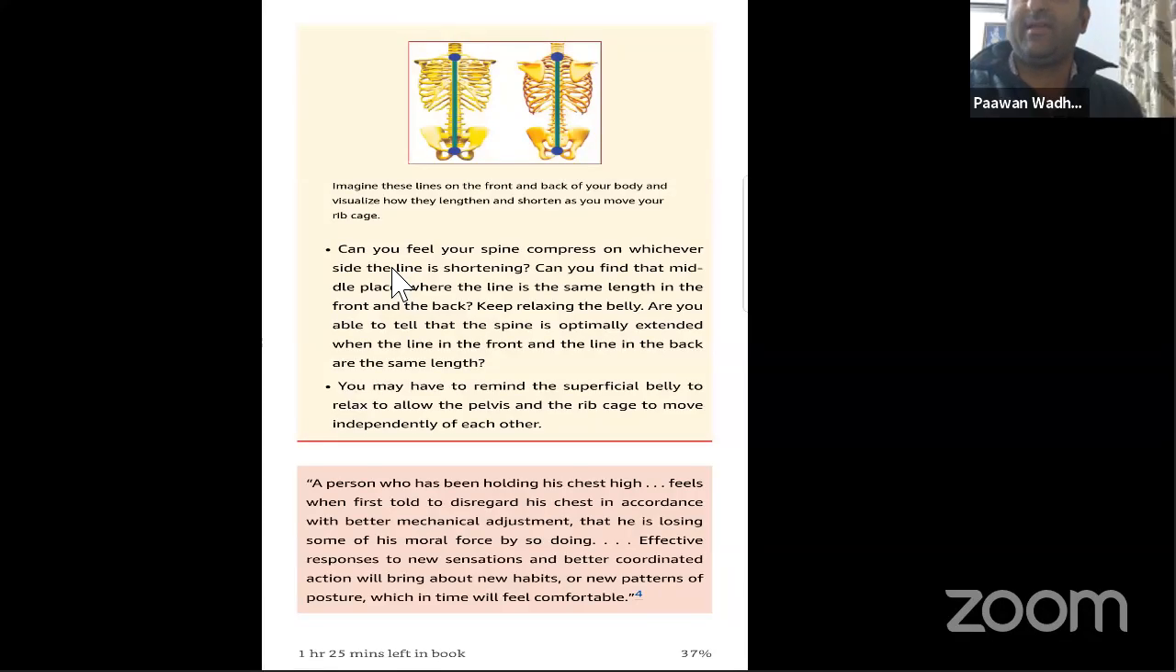So the thing is, you have to understand that you can feel your spine compress on whichever side the line is shortening. Even if the front line is shortening, you will be feeling it as compressed. You just have to try and find that middle place where the line in the front and the back are of the same length. And while doing this exercise, you should keep relaxing your belly.